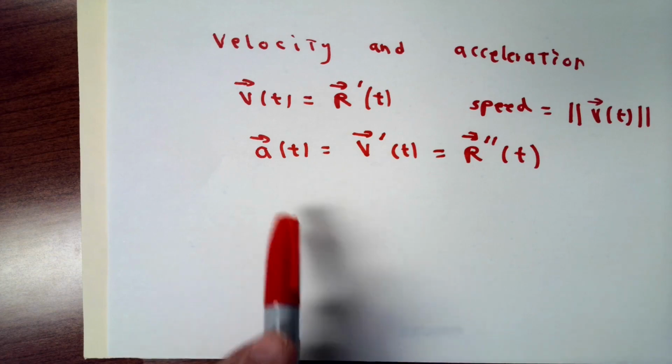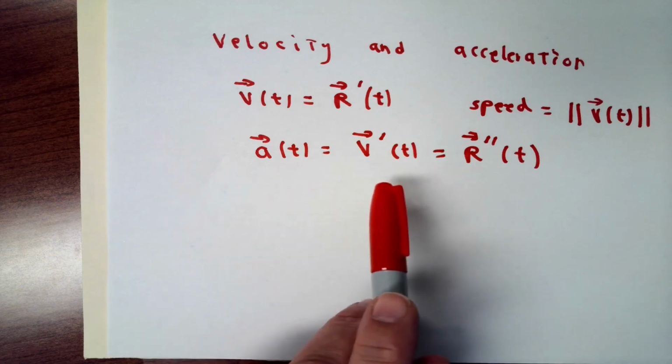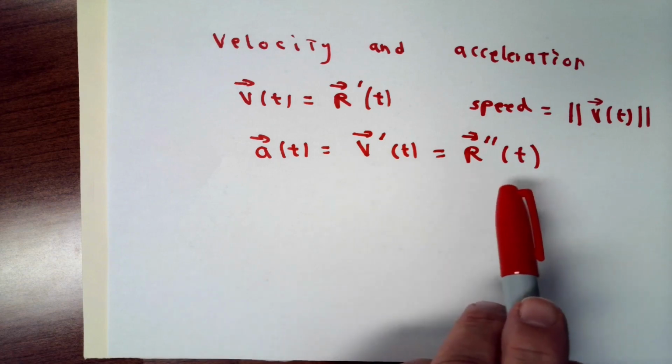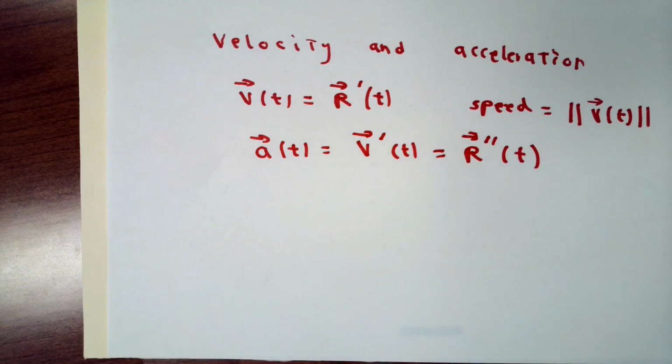The acceleration is going to be the derivative of the velocity vector, which is the second derivative of position with respect to time. When I use the words velocity and acceleration from now on, I'm going to try to always say velocity vector, acceleration vector. If I'm interested in the speed, that's the magnitude of the velocity. If I'm interested in some sense how strong the acceleration is, I'll calculate its magnitude.